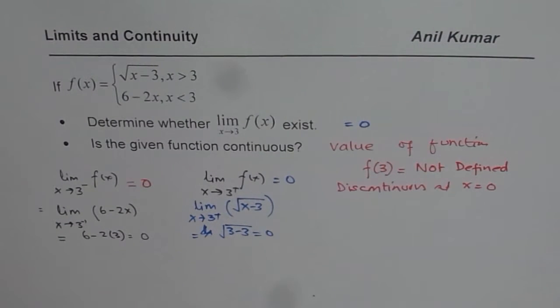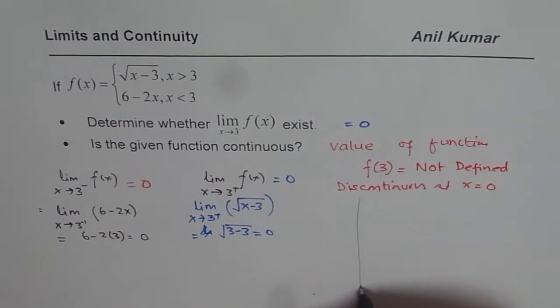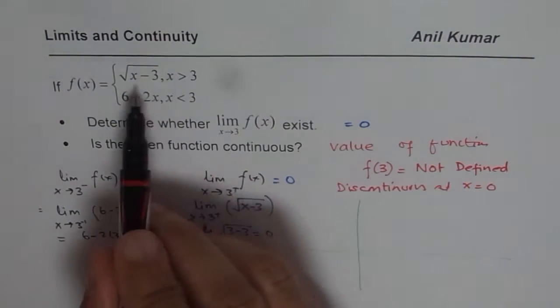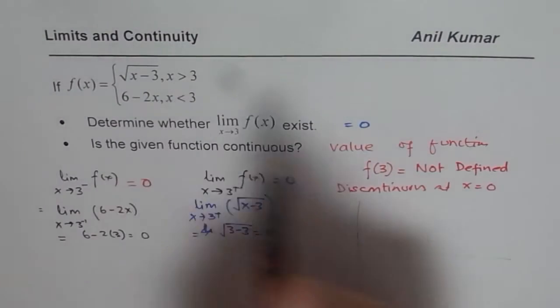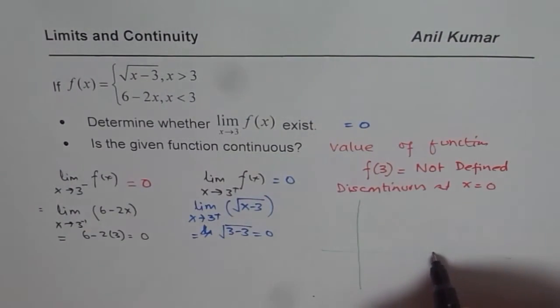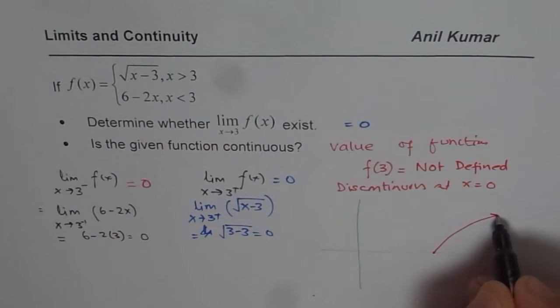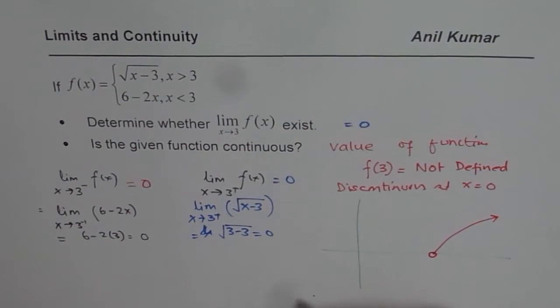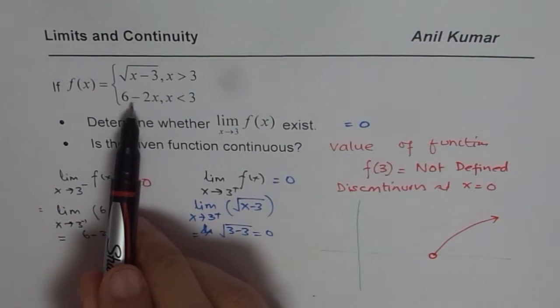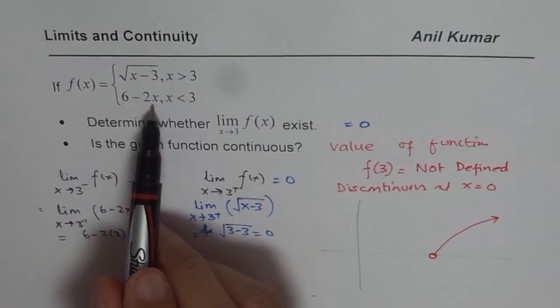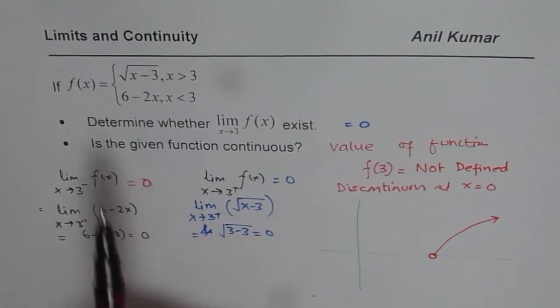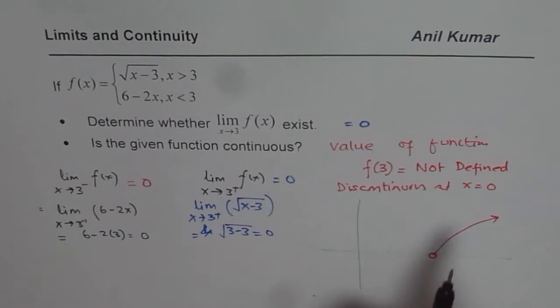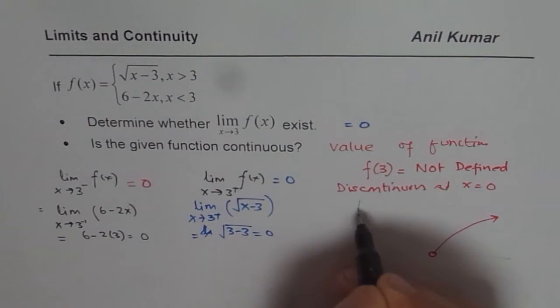So what you can also do is sketch the function and show the result. In this particular case, you have a square root function which starts from 3, so when x is greater than 3 we have square root of x minus 3. This is not including 3, so there is a hole here at 3. On the other hand, we have a linear function, 6 minus 2x. If I write x equals 0, I get 6 as my value, so I could draw this piece of the graph like this.